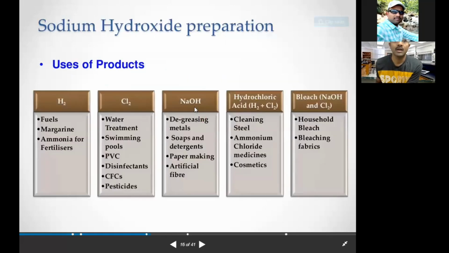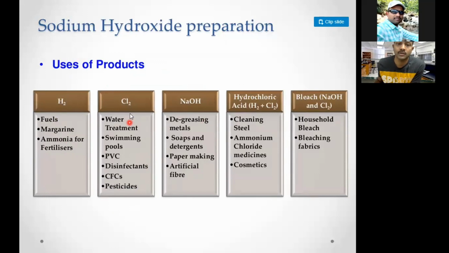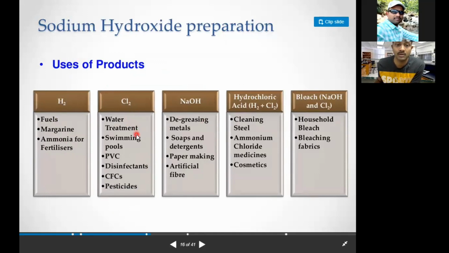Now you see what are the uses of this. Hydrogen we can use as fuel, and for margarine, right? Ammonia is for fertilizers. So to prepare ammonia also we can use this hydrogen gas. Ammonia we are using in fertilizers. Now you see what is the use of the chlorine gas: to treat water to kill the microorganisms which are present in the water. We can use this chlorine gas in swimming pools also. To remove microorganisms in swimming pools also we are chlorinating the water.